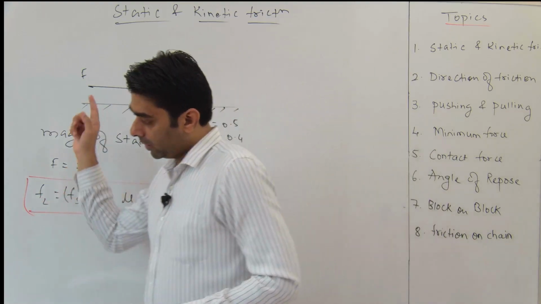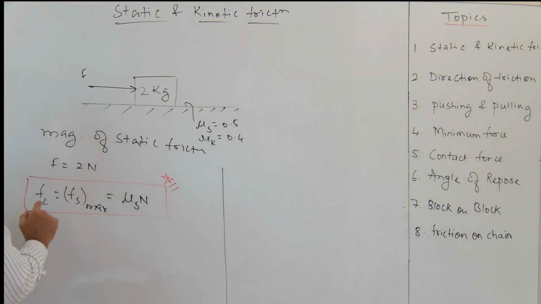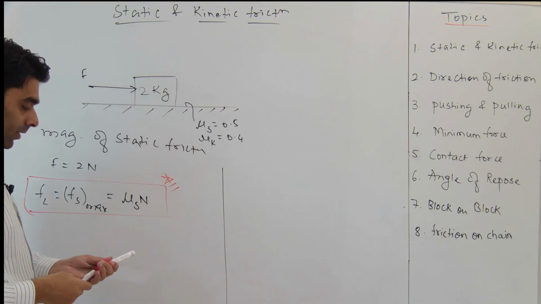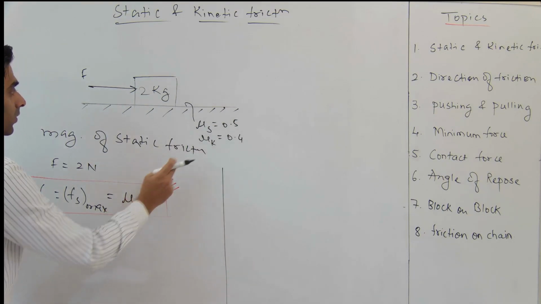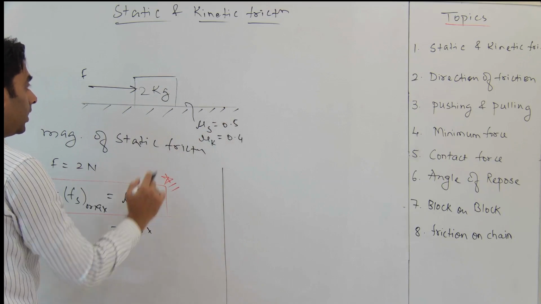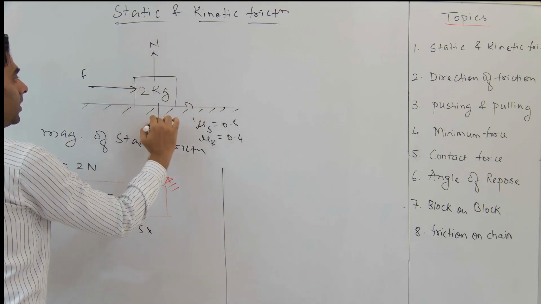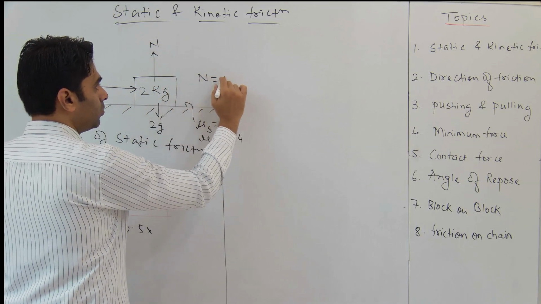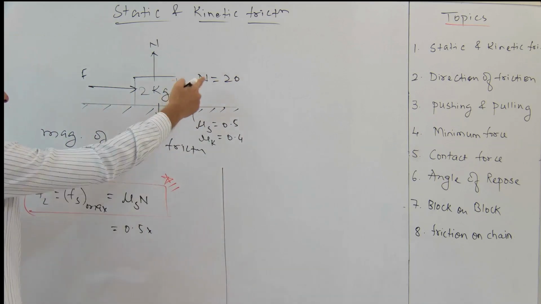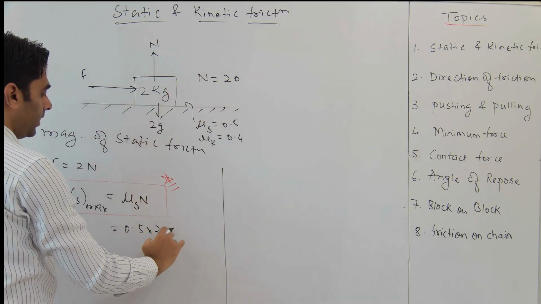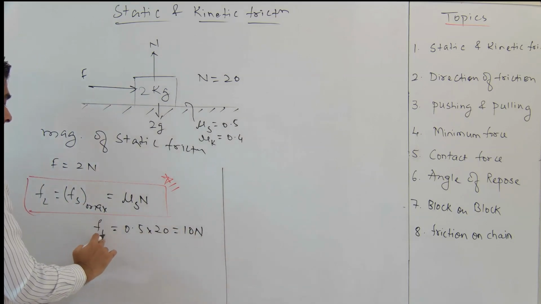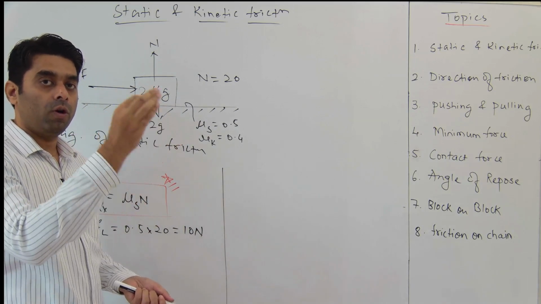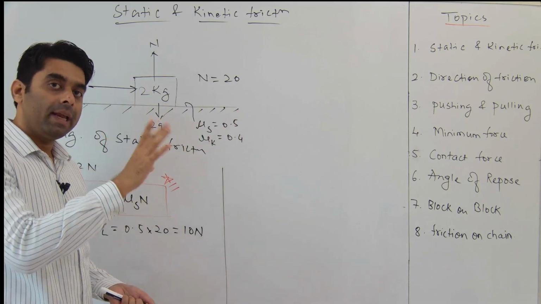In this case, the force applied is 2 Newton. How to decide whether the block will move or not? First of all, we will have to check the limiting friction value. Mu s is 0.5 into normal. How much is the normal? N is upward, mg is downward, which is 2g. So from this FBD in the y direction, N equals 2g, which is 20 Newton. Substituting, 0.5 into 20 gives us 10 Newton. Limiting friction is 10 Newton. That means this block will not move until a force of more than 10 Newton is applied on it. It will remain at rest only.